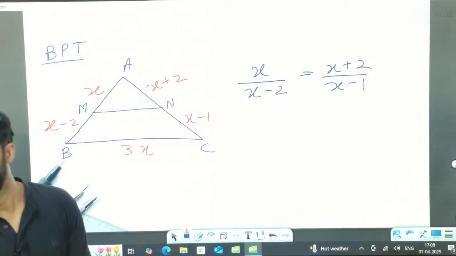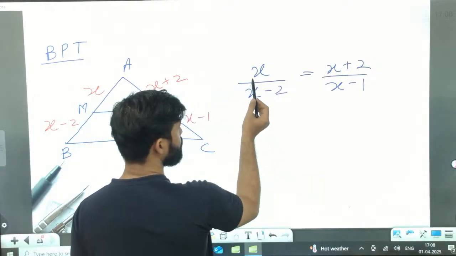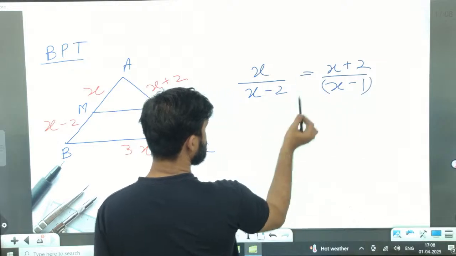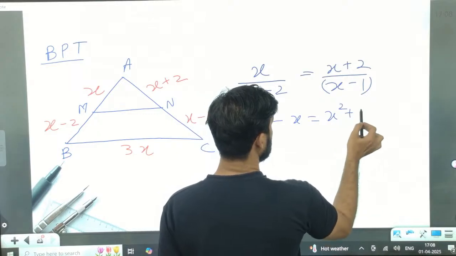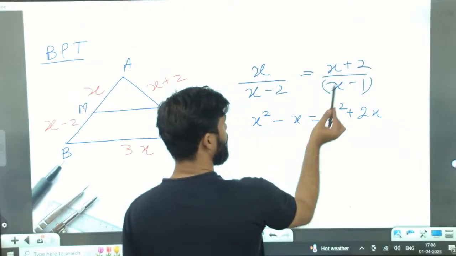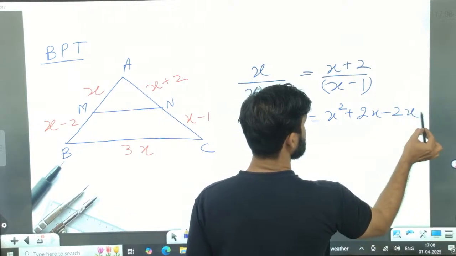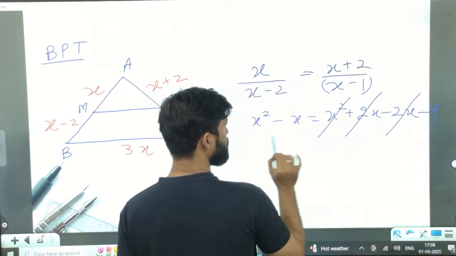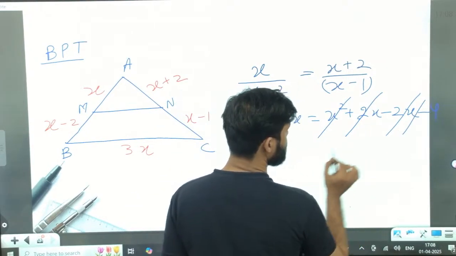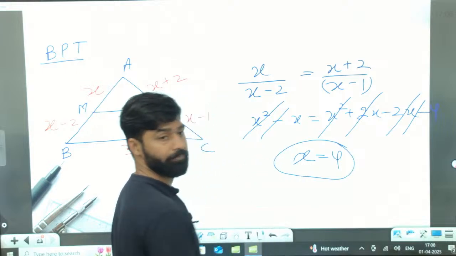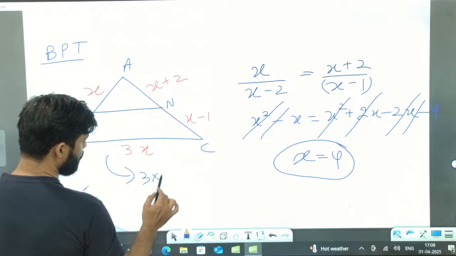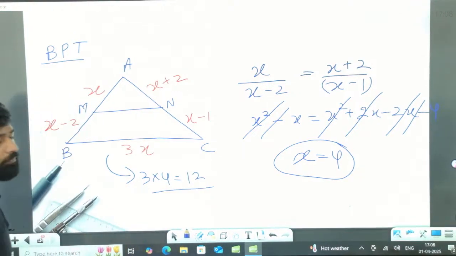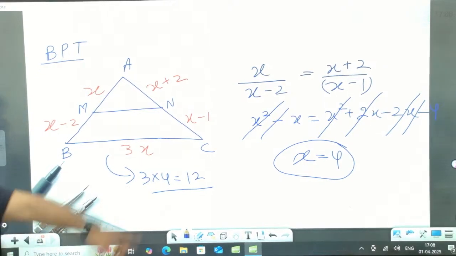In the next step we can cross multiply it. So multiply this x with this one. So this is x square minus x equals x square plus 2x minus 2x and minus 4. So this is cancelled out, this is cancelled out, this minus and minus cancelled out. So the value of x is 4. Okay, and we have to find out the value of 3x. So 3 into 4 equals 12. Okay, do cross multiplication there.